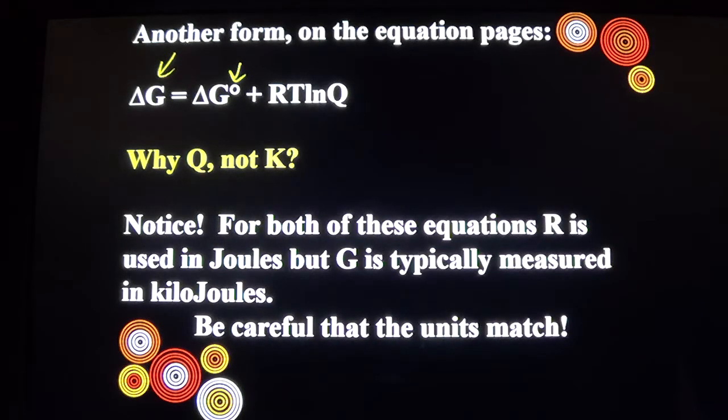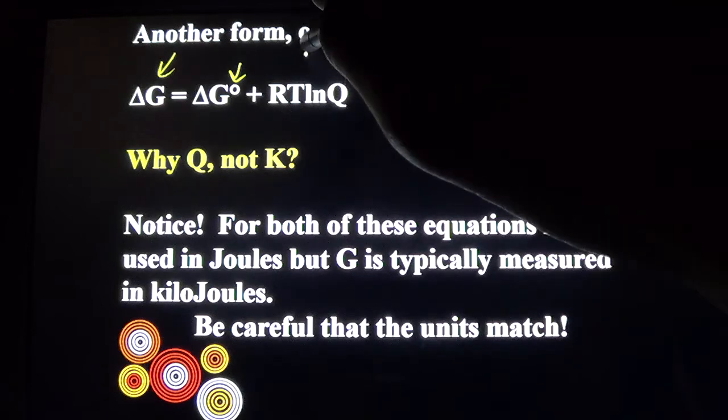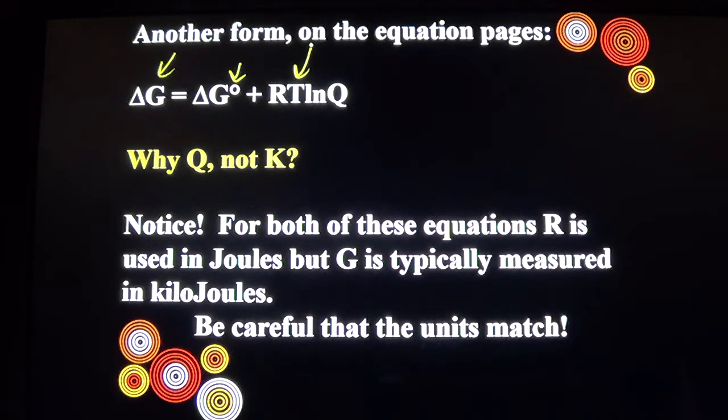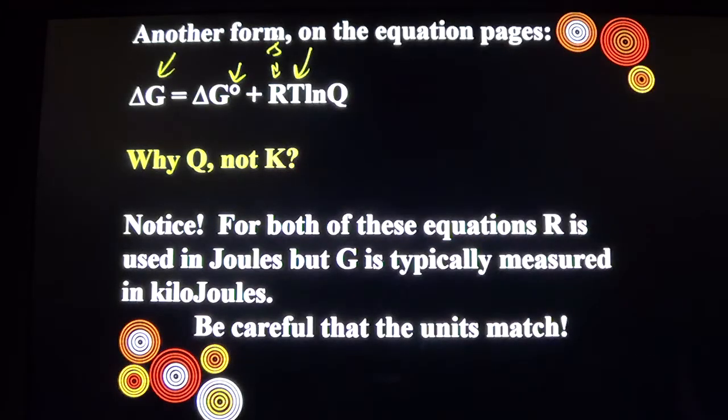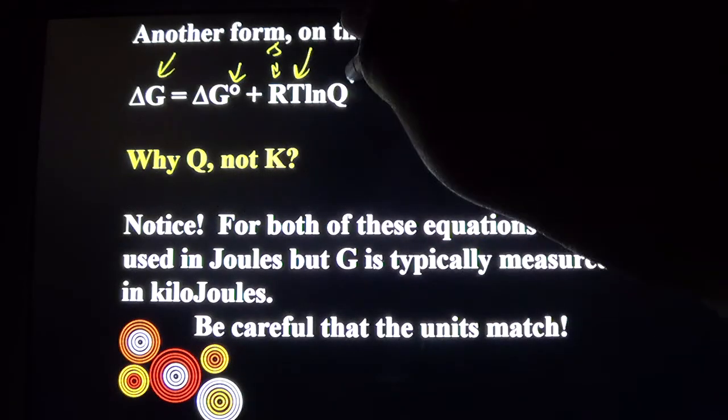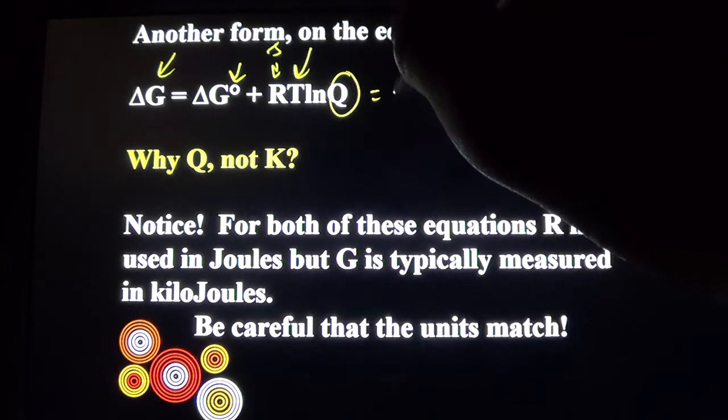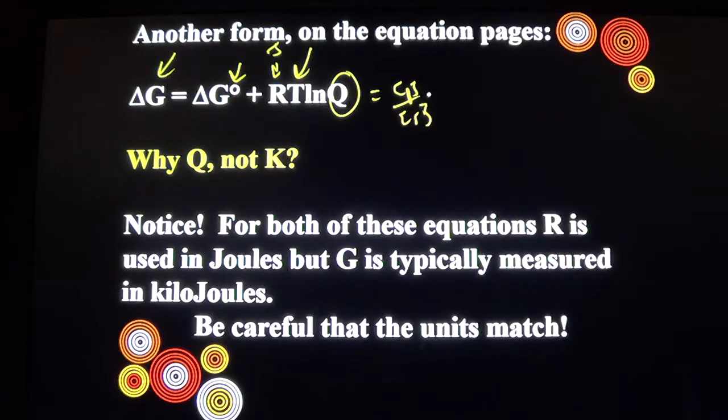The way we account for the temperature change is with putting the new temperature in there. Now, R is still going to be the one with the joules from your formula sheet. And then we're going to have our Q, and our Q is going to be concentration of products over concentration of reactants. Okay. This must be a Q.